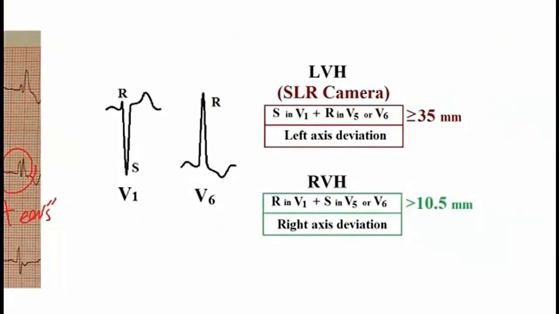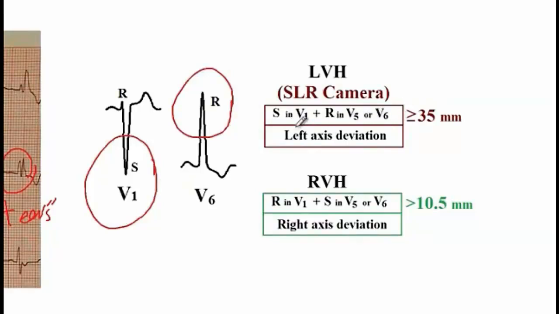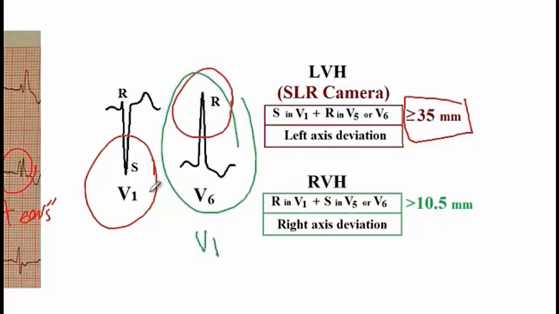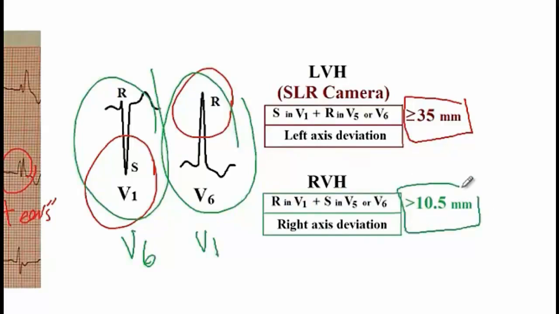For left ventricular hypertrophy, we have an S wave in V1 and an R wave in V6. The size of the S wave and the R wave is really huge, and so if you add them up in patients with left ventricular hypertrophy, it would be more than 35 millimeters. And then there's also a left axis deviation. With right ventricular hypertrophy, it's reversed, where you have an R wave in V1 and an S wave in V6, and then there would be a right axis deviation. The size of the R wave in V1 and S wave in V5 or V6 is more than 10.5 millimeters.